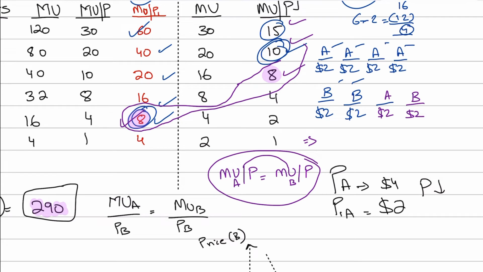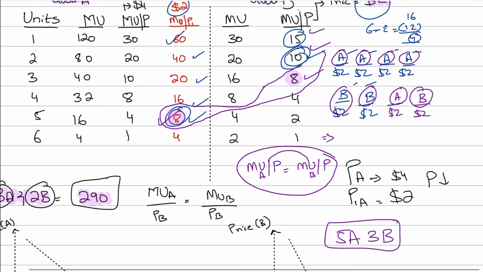Let's see how many A's he has bought. He's bought 1 good A, second, third, fourth, fifth. So he's bought 5 units of good A, and how many units of good B? 1, 2, and 3. And he has bought 3 units of good B, right? He's now got 5 units of good A, and he's got 3 units of good B.